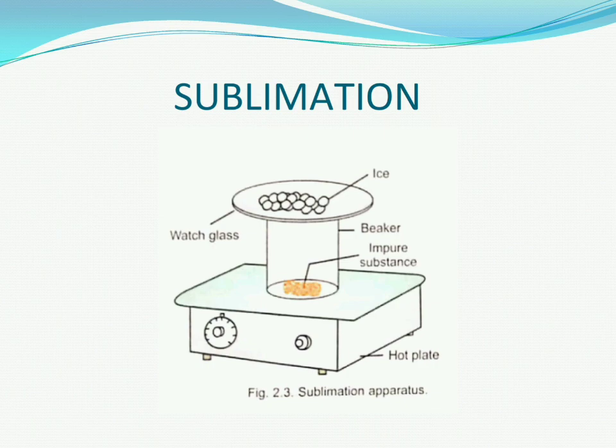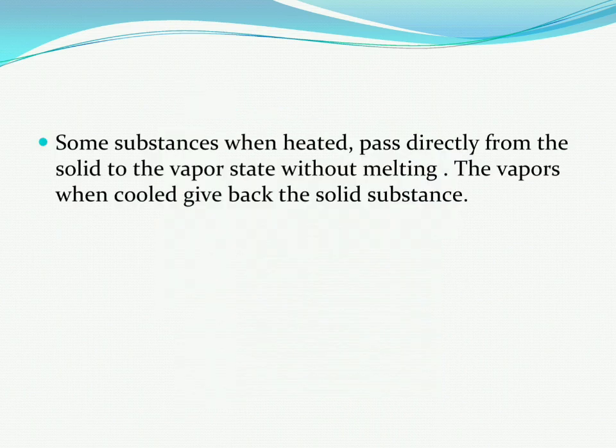Sublimation. Some substances, when heated, pass directly from the solid to the vapor state without melting. The vapors, when cooled, give back the solid substance. This process, known as sublimation, is very helpful in separating volatile from non-volatile solids. It is, however, of limited application as only a few substances like naphthalene, camphor, and benzoic acid can be purified by this process.